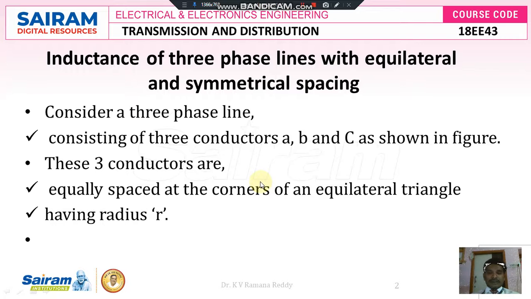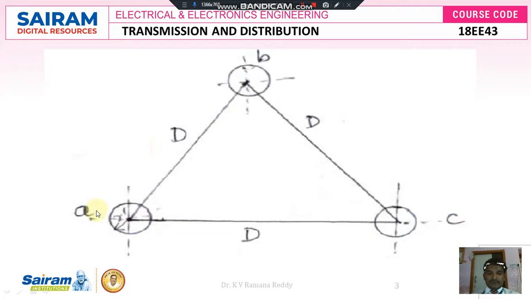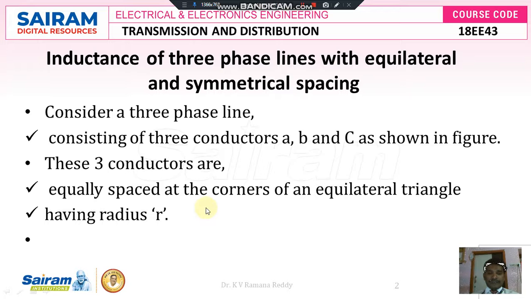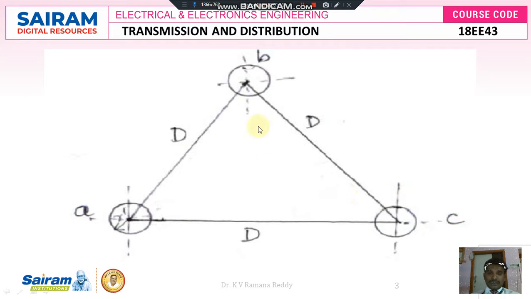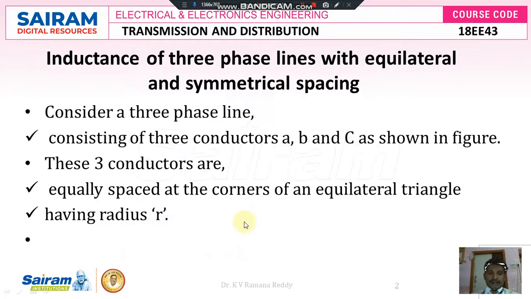These three conductors are equally spaced, that is the distance D between A to B, B to C and C to A, and equally spaced at the corners of an equilateral triangle. If you see here, an equilateral triangle exists. Any side of this triangle has a distance capital D, either BC or CA or AB, having an equal distance, hence the triangle is called an equilateral triangle.